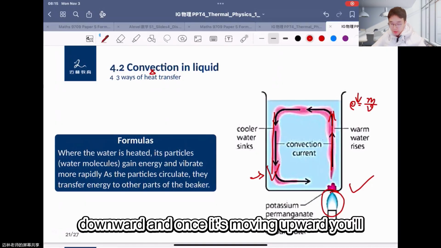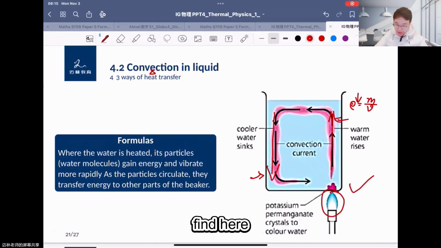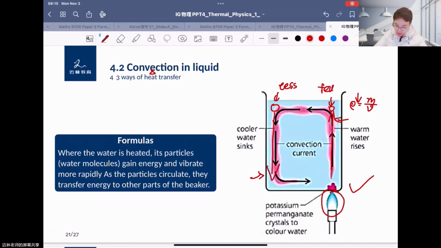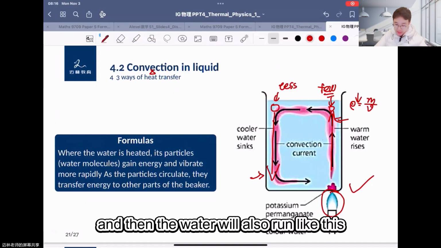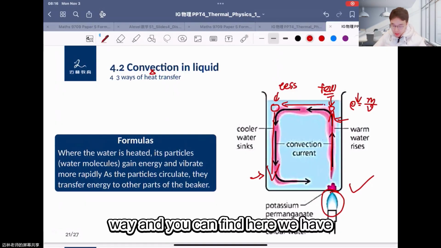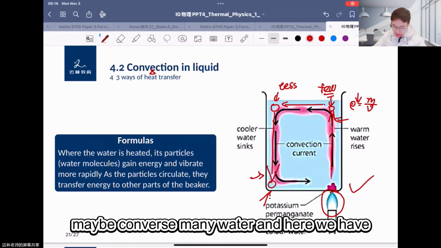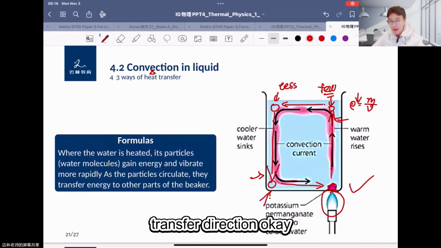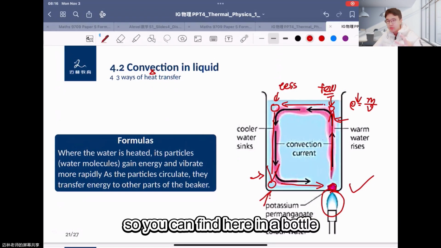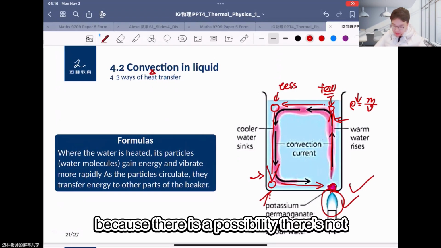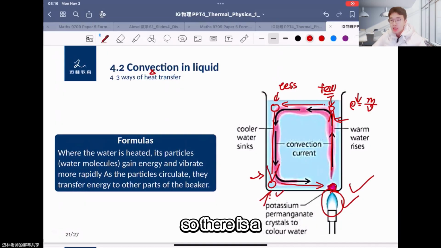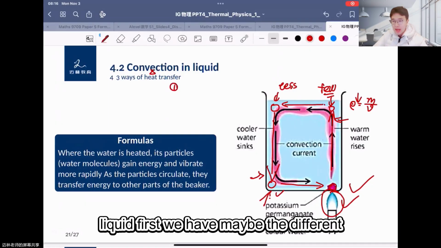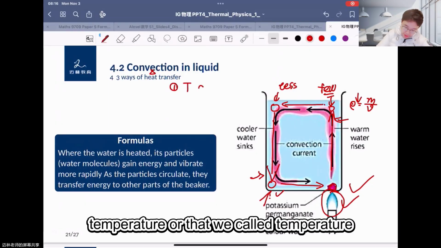Once water moves downward on one side and upward on the other, there is less water at one place and more water converging at another. Then the water also runs around this way. Here we gain a lot of water and here we lose a lot of water, and this is also the water transfer direction. So in the beaker, because there's a Bunsen burner on one side and not on the other, there is a loop inside. Then we can make a conclusion about the liquid. First, we have a difference in temperature, or what we call a temperature difference.